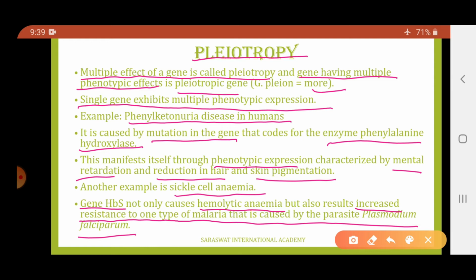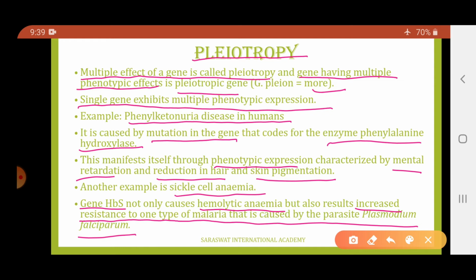One of the Plasmodium variety is Plasmodium falciparum. So, if the HbS gene is there, this gene will cause hemolytic anemia. But apart from causing hemolytic anemia, what else does it cause? It provides resistance to the malaria caused by Plasmodium falciparum. So, how many effects does this gene have? Two effects. One is hemolytic anemia and another is resistance to the malaria caused by Plasmodium falciparum.